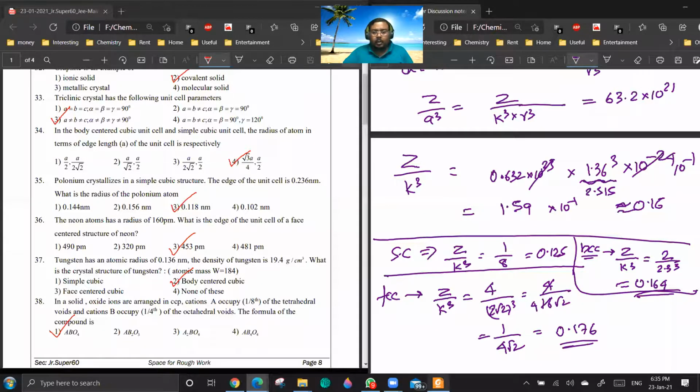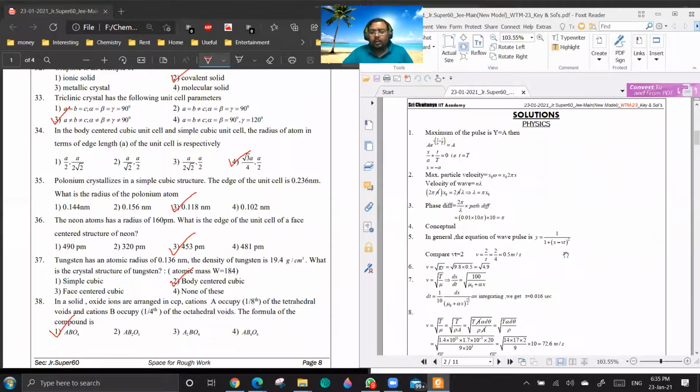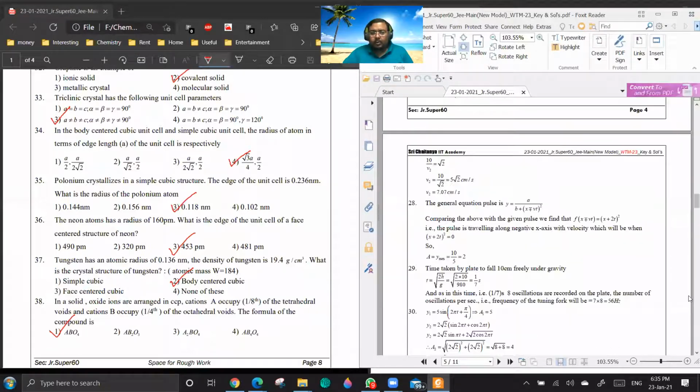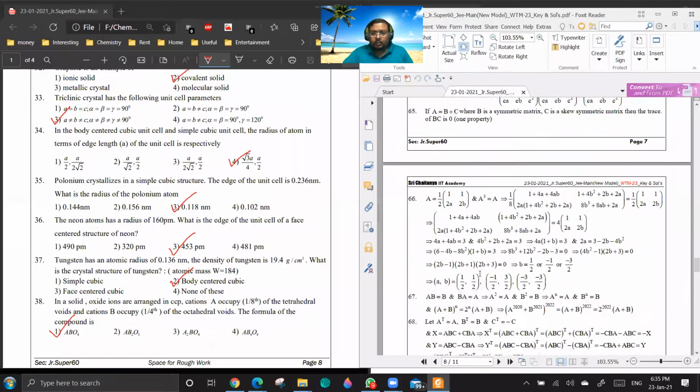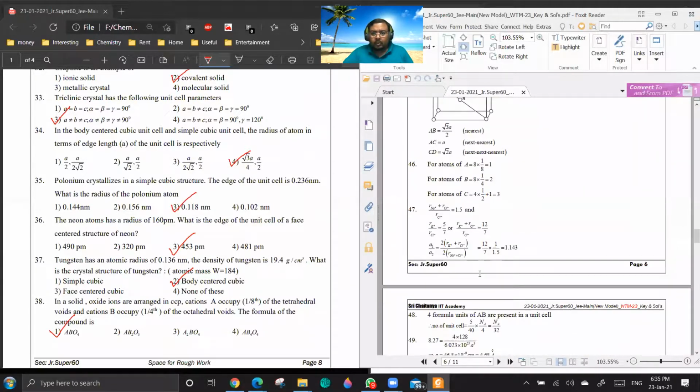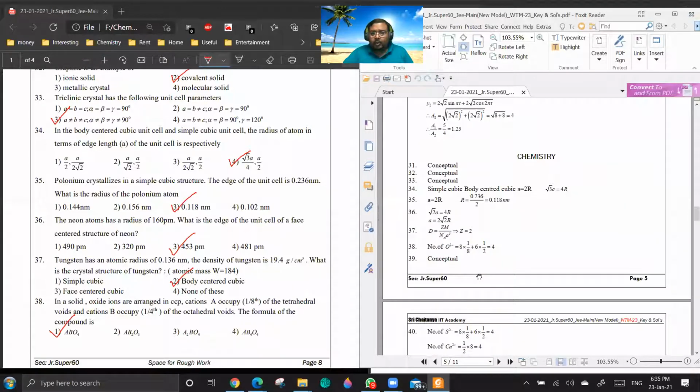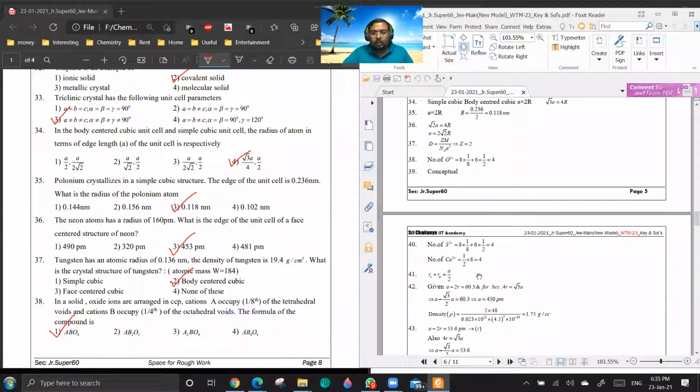What have they given in the answers? Let me check. Have they written conceptual? No. Just a formula there is, and that too they have not given. But anyways, you got how to do this question?